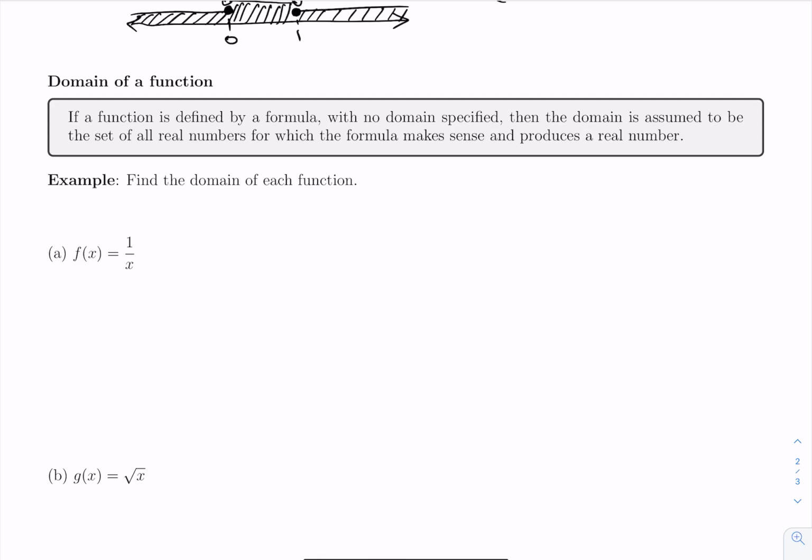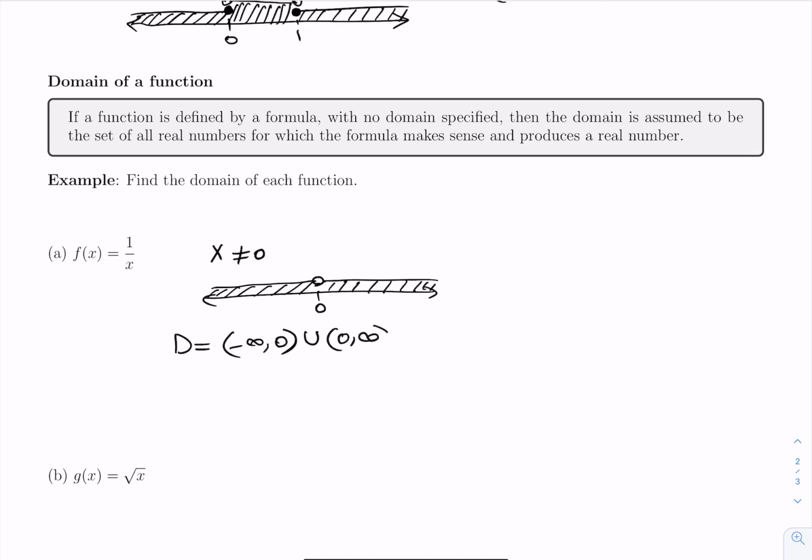1 over x would not make sense if x is 0. Division by 0 is undefined, so x cannot be 0. I would like to remove 0 from the set of real numbers. The negative real numbers are okay. The positive real numbers are okay. It is only 0 that is not acceptable. So I would present the domain of this function as open negative infinity to open 0, union open 0 to infinity.